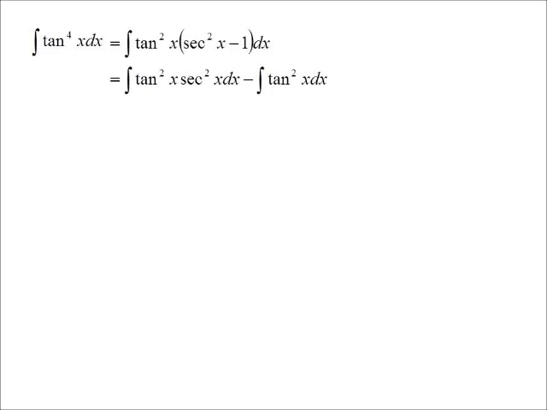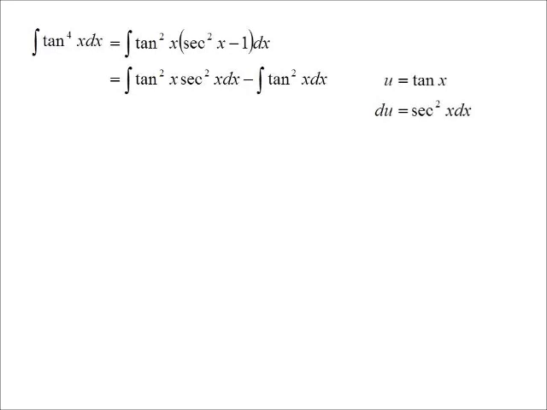So tan to the 4, same again. Tan squared I'm pulling out and changing it to sec squared minus 1. So it doesn't matter whether it's odd or even. I'm going to use the same technique every time for tan. Split it into two integrals, and now I've got tan squared sec squared. Well, that's okay, because sec squared is the derivative of tan.